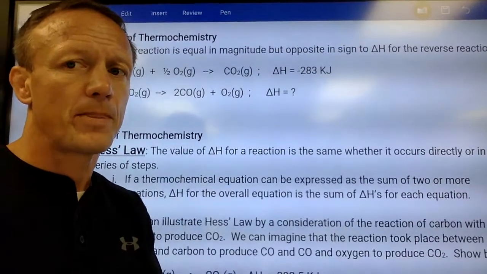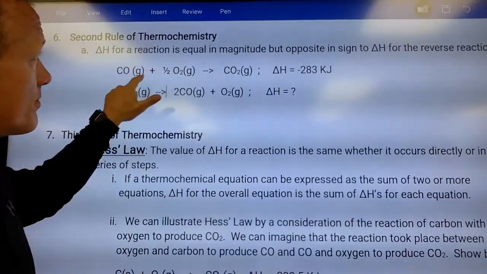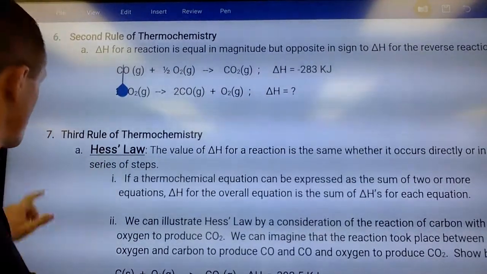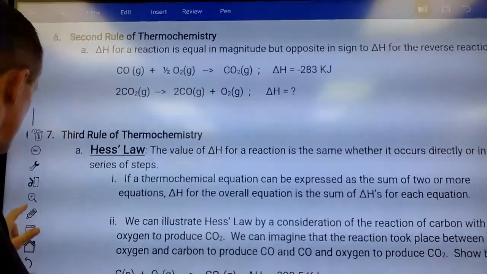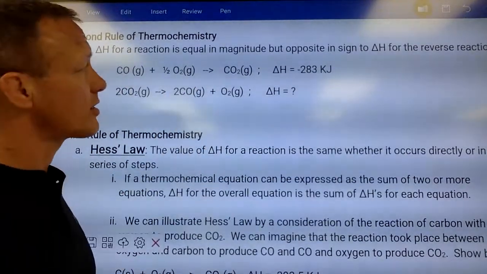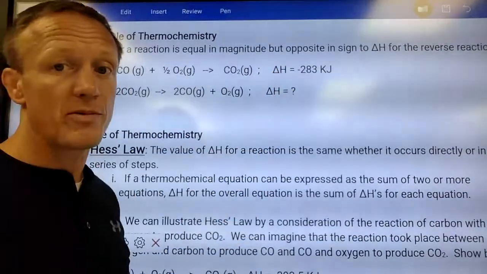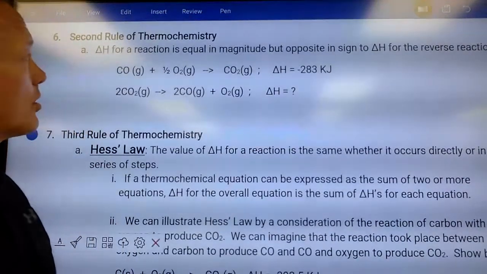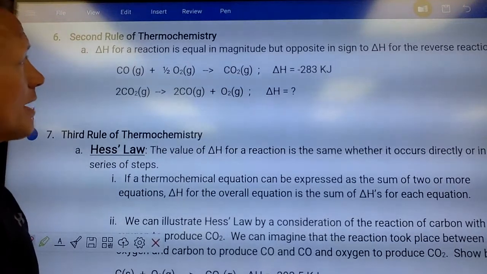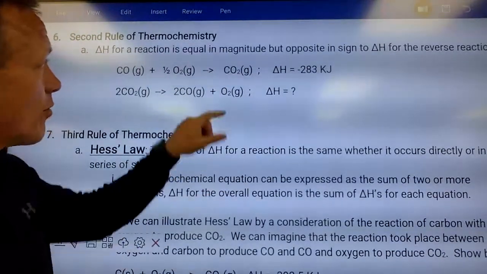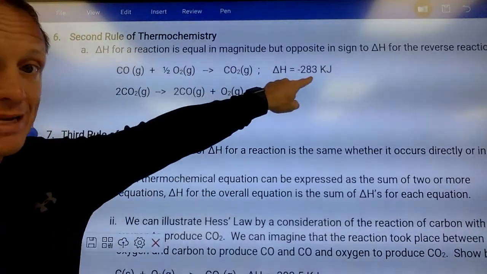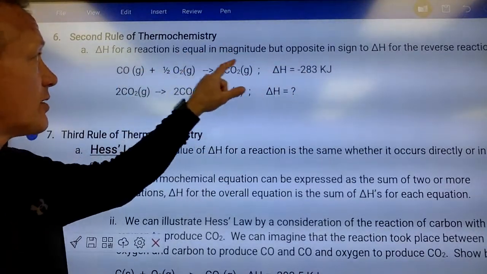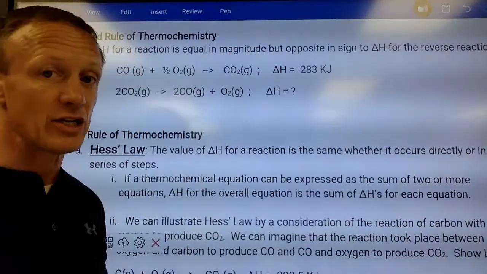If you have a reaction, okay, so here you have carbon monoxide plus oxygen making carbon dioxide. The enthalpy change, where enthalpy change is the heat change, is negative 283 kilojoules per mole of reaction. So that means that for every mole of CO2 that's made in this reaction, that much heat is released. Remember, that's exothermic. For every mole of CO that's used, that much heat is released. And for every mole of oxygen used, that much heat is released.